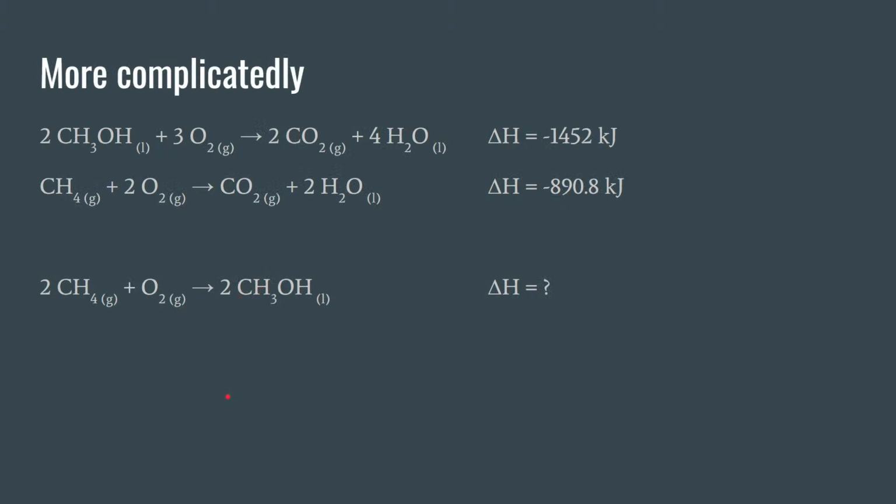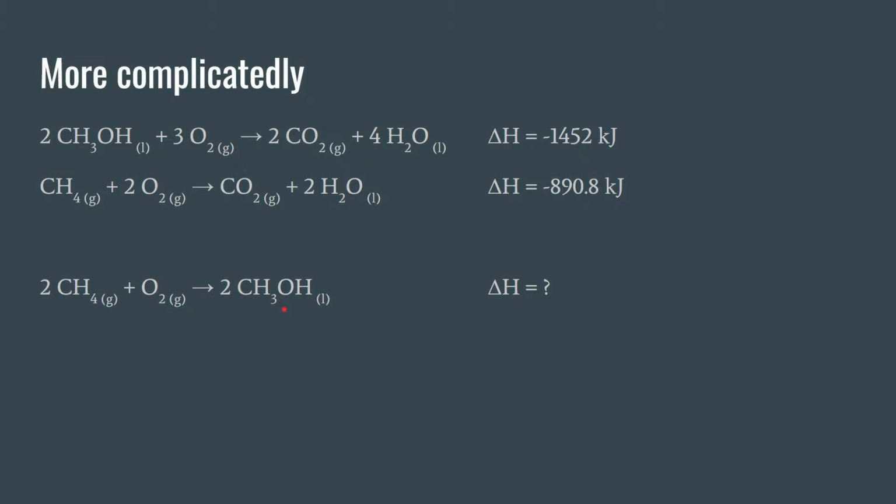So, in this one, we're looking at 2 reactions. We're trying to get to a third. If you combust methanol with oxygen, you'll get carbon dioxide and water. And when you do that, you have a delta H of negative 1452 kilojoules. If you combust methane, you get carbon dioxide and water. And the enthalpy change for that is negative 890.8 kilojoules. Now, this is the reaction down here that we're trying to get to. Combining methane with oxygen to produce methanol.